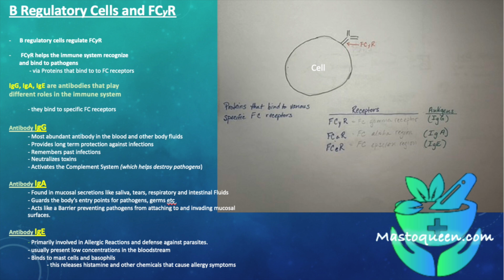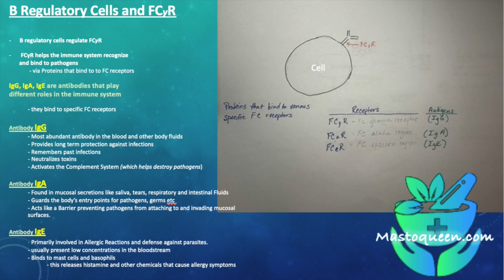The B regulatory cells regulate these receptors, and these receptors help the immune system recognize and bind to pathogens. To do this, they have to recognize antibodies. Okay, so then there's IgG, IgA and IgE antibodies that perform different roles in the immune system. And those of you who have a lot of health issues are probably very aware of IgG, IgE, or IgA. And these bind to very specific Fc receptors. So there's all different kinds of Fc receptors.